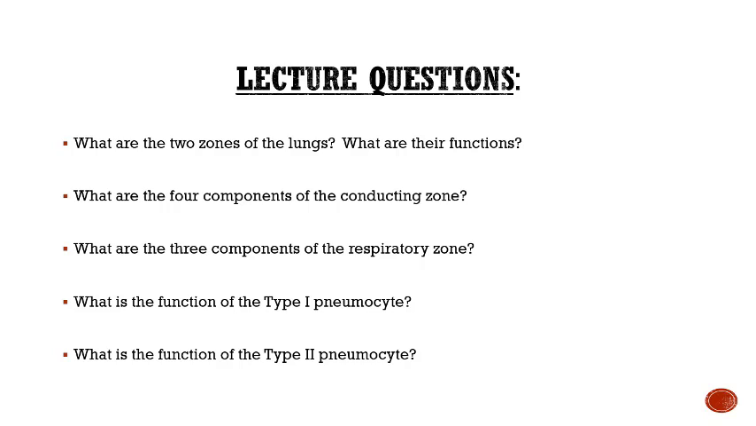The type 2 pneumocytes secrete surfactant. I'm not going to talk a lot about surfactant right now because we talk about it in great detail when we're talking about ventilatory mechanics. So for right now, for this exam, just know type 2 pneumocytes secrete surfactant. We will talk about the importance of surfactant later on. For right now, just knowing that that's the function. So type 1 and type 2 pneumocytes and what they do.